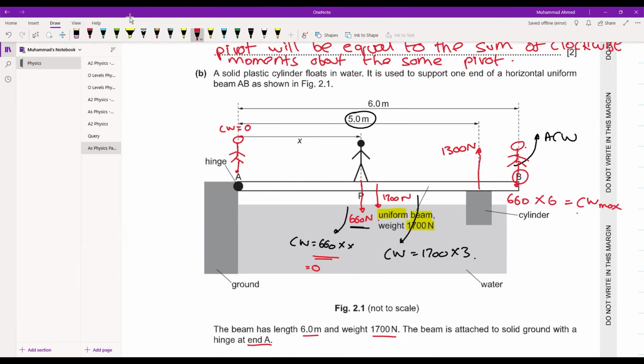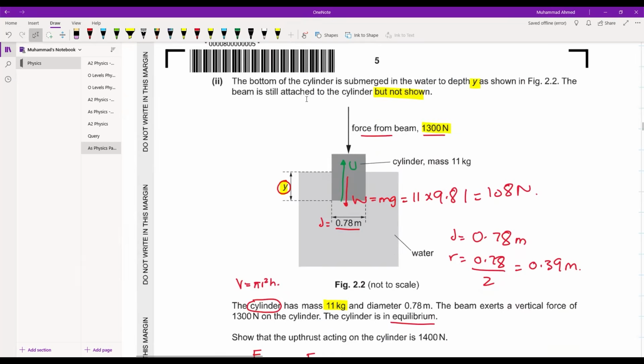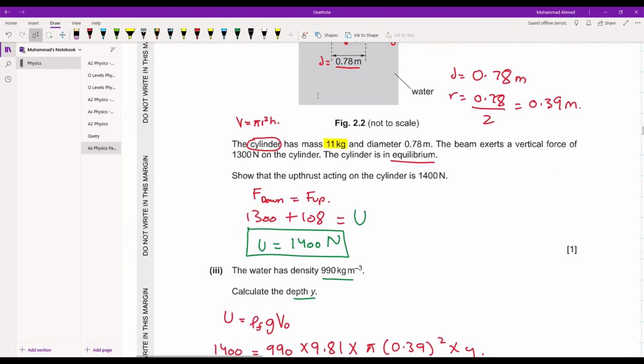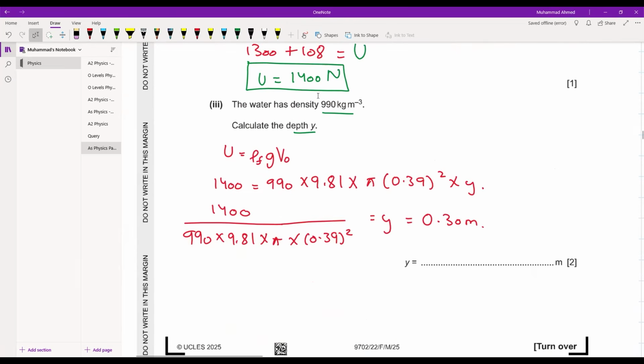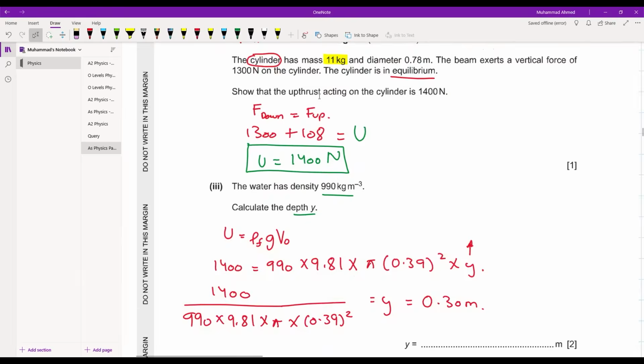To counter this clockwise and this clockwise movement, you want a greater force in the upward direction. To counter both of these clockwise movements, you need a greater anti-clockwise movement, hence the force in the upward direction will be greater. If the force in the upward direction will be greater, the upthrust must be greater. If the upthrust is to be greater, the depth that is immersed inside the fluid must be greater. Y must be greater.